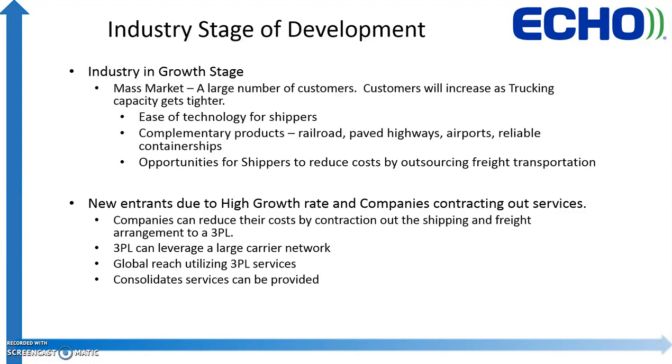Additionally, new entrants due to high growth rate and the companies contracting out services. Companies can reduce their costs by contracting out the shipping and freight arrangements, as we talked about, to a 3PL. The 3PL can leverage a large carrier network. I mean, they have the ability to reach to other shippers. If one company doesn't work for them, they can go to the next one. And Echo has a large, over 40,000 supplier network of carriers who can handle their goods. The global reach is happening through utilizing 3PL services, and then the consolidation services can be provided.